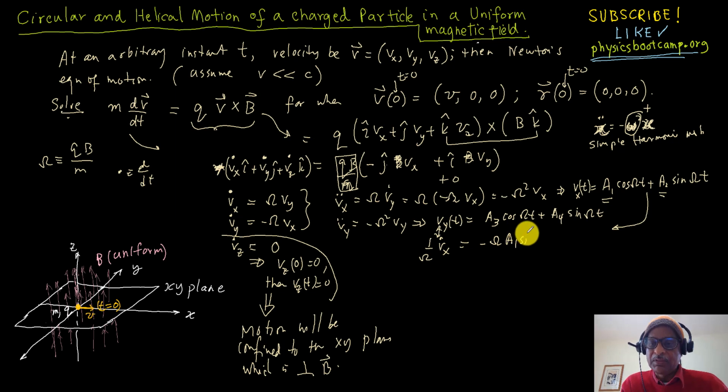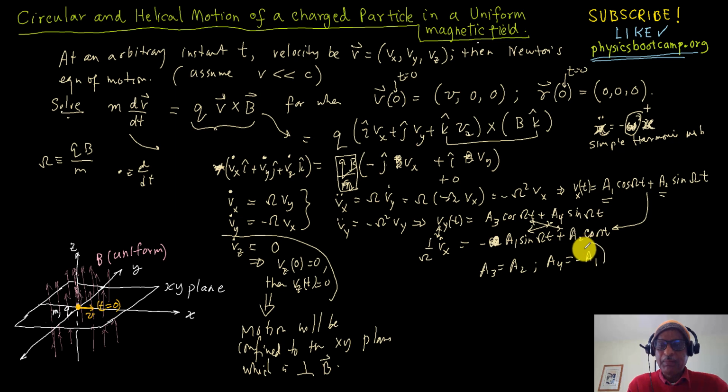If you take a time derivative of this, it's going to be minus omega a1 sine omega t, and this omega goes away actually, because this dot is going to kill the omega, and then this will be a2 cosine omega t. Now you compare sines and cosines, so this will go with that and that will go with that. So a3 equals a2 and a4 equals minus a1. So we can just keep a1 and a2 as our unknowns.